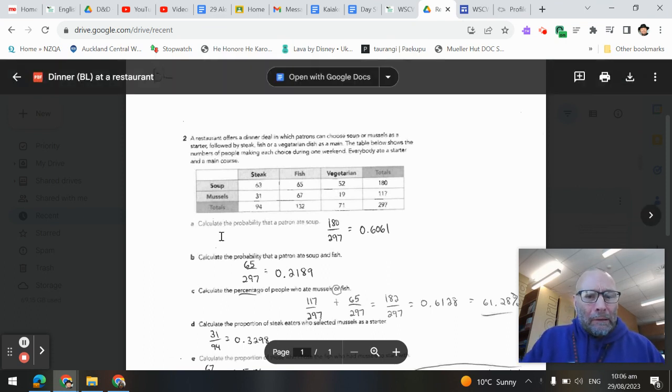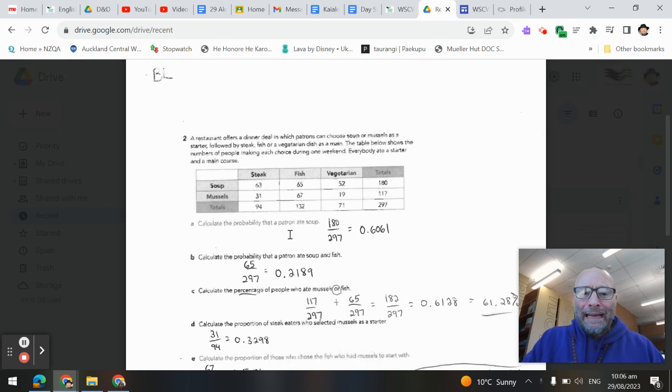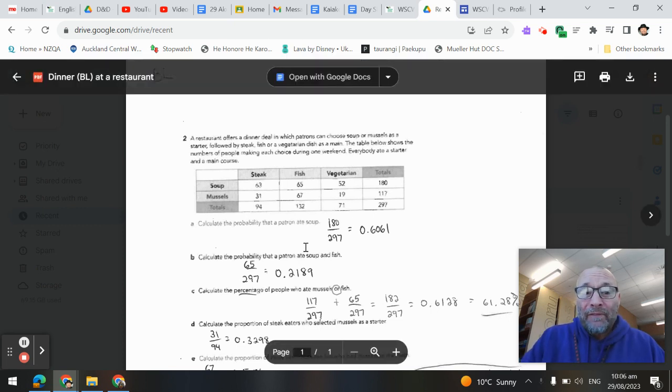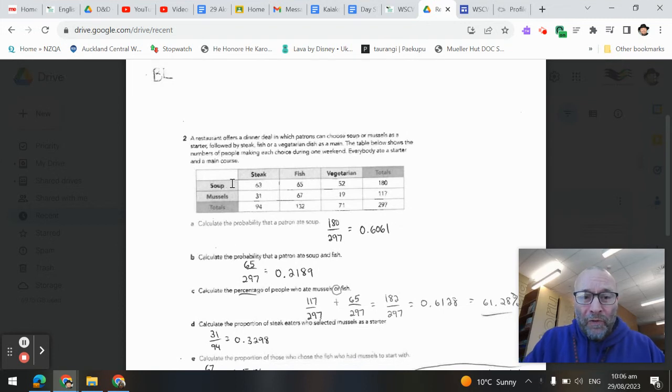Okay, so calculate the probability that a patron ate soup. Well, let's find the row. Let's find the column that involves soup. There we have it. So this entire row are those that ate soup. There were 180 that ate soup out of a total of 297. That is the probability that they ate soup. And if you wanted to divide that and give it as a 4 decimal proportion, 0.6061, but you're welcome to leave it as 180 over 297.